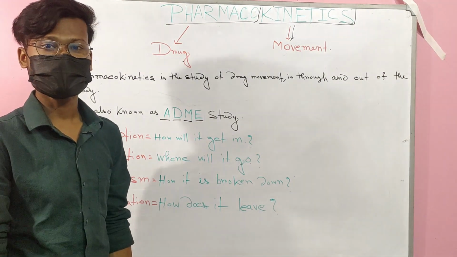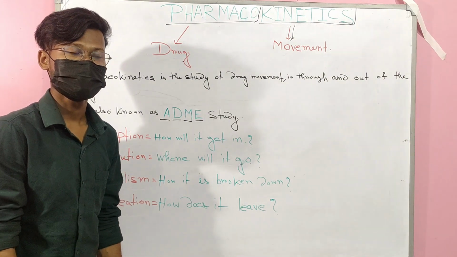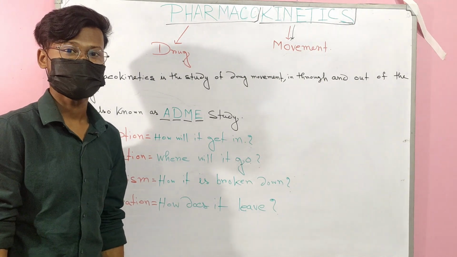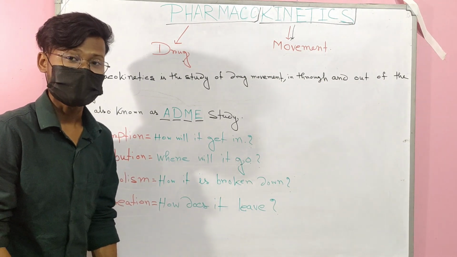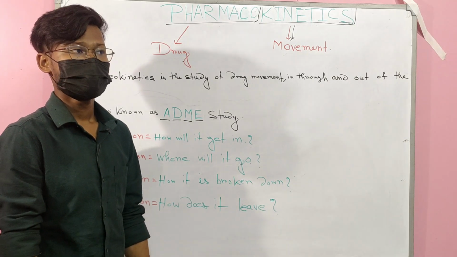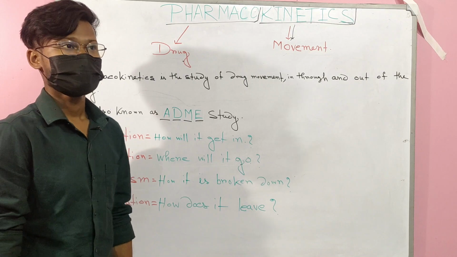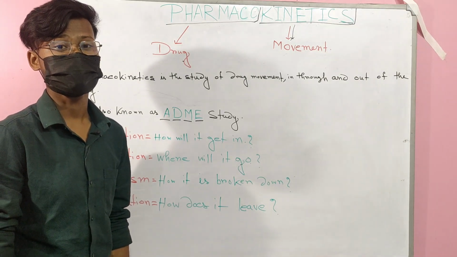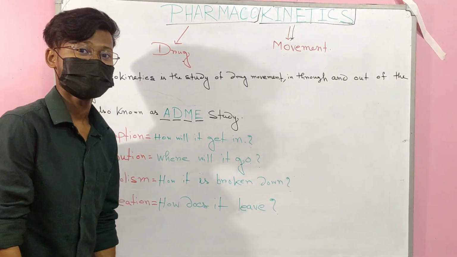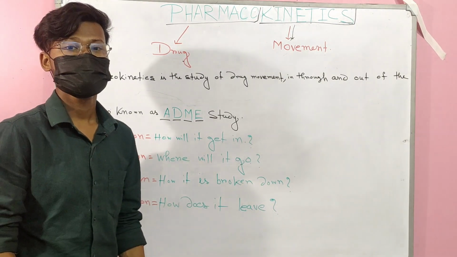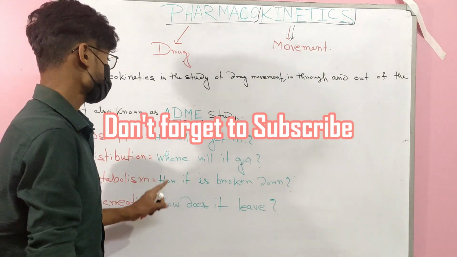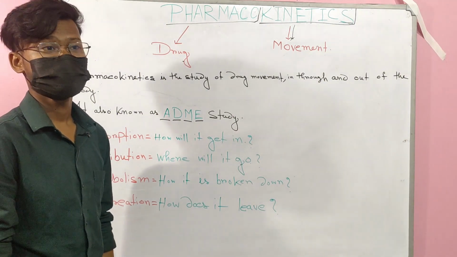Suppose when we take any medicine or drug, when it goes into our blood circulation, it is called absorption. After absorption, the drug is transported through various processes into the various organs of our body, which is called distribution. After distribution, the drug molecules change their nature, which is called metabolism.